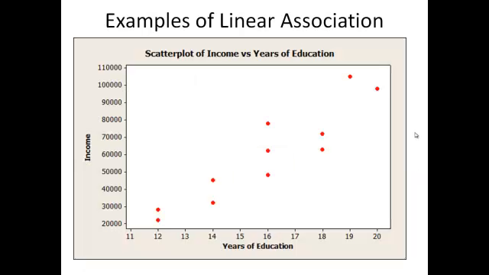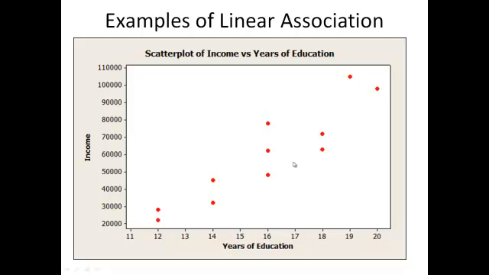So let's look at another example. Here we've got an example of a scatter plot of 10 or 11 individuals where we've measured both their years of education and their income. So each of these points on the plot represents a different individual. We've plotted their years of education down here along the x-axis. We've plotted their income along the y-axis. And it shouldn't be a surprise that as we see for these individuals, as their years of education increase, their income tends to increase as well.